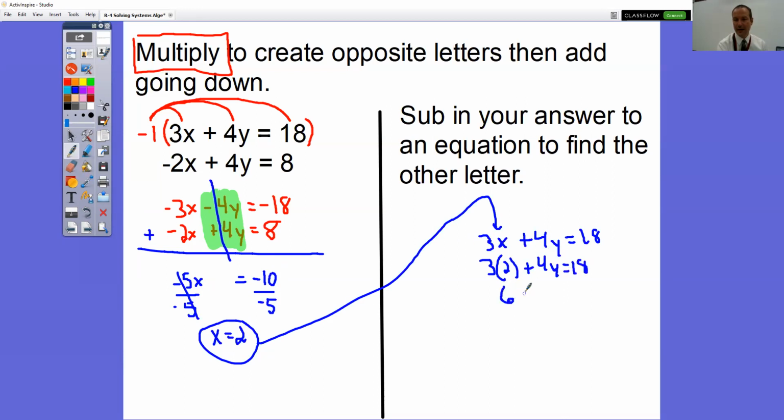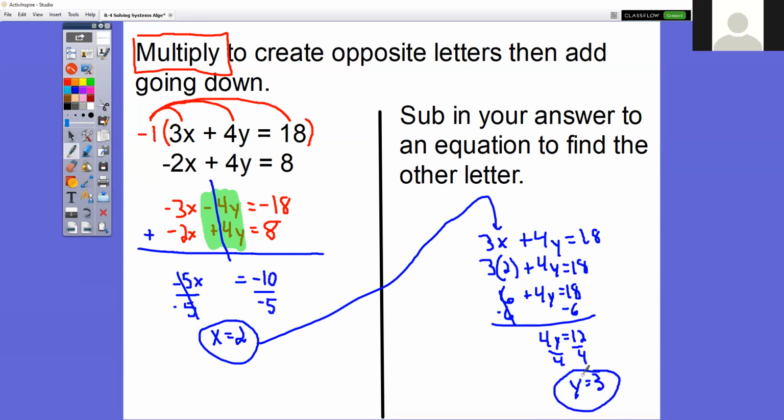3 times 2 is 6. Solve this two-step equation. So -6 minus 6. So 4y equals 12. Divide by 4s, and you get y equals 3.